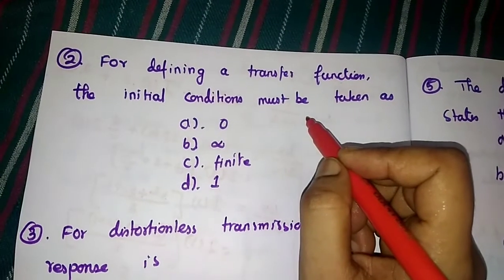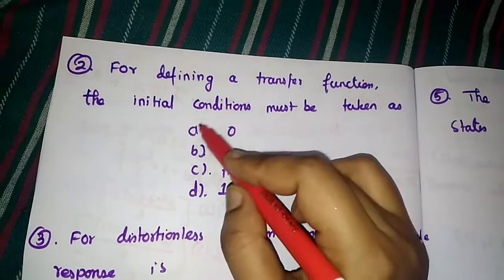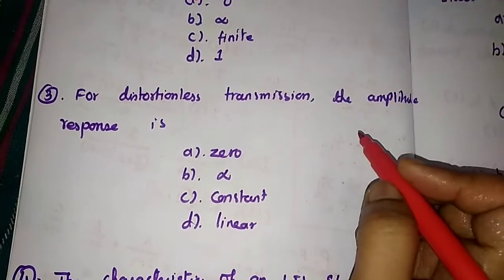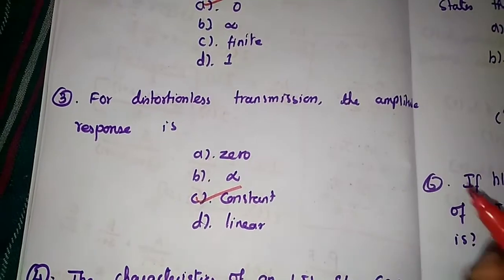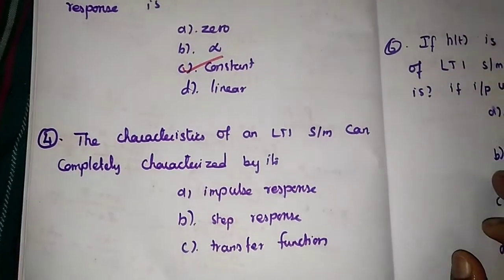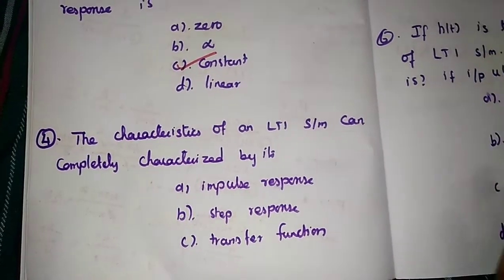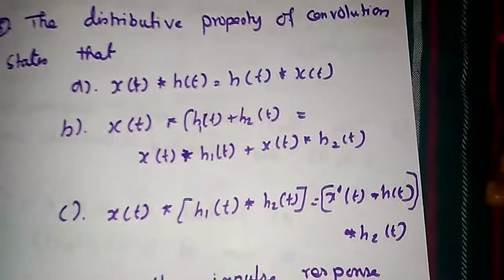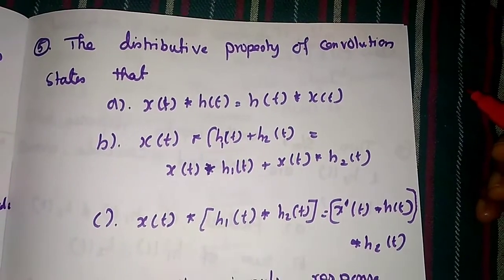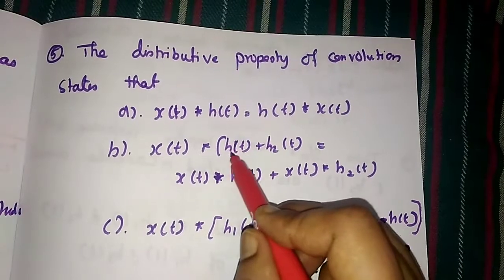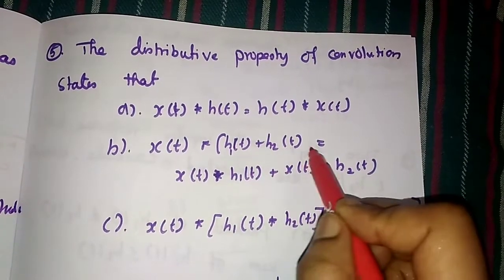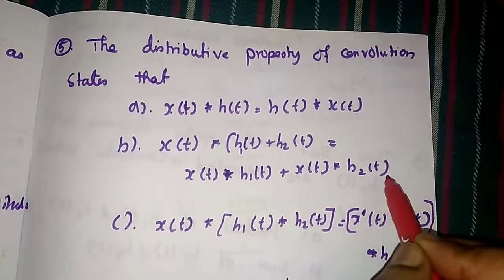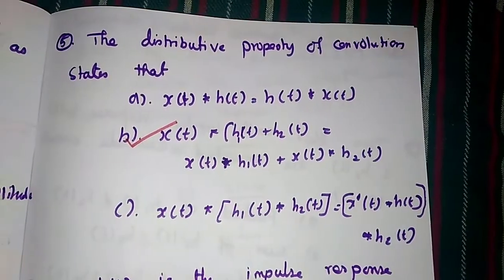Next question: for defining a transfer function, the initial condition must be taken as 0. So the answer here is A. For distortionless transmission, the amplitude response is constant. So here the answer is C. Next question: the characteristics of an LTI system can be completely characterized by its impulse response. So the answer is A. Next question: the distributive property of convolution states that x(t) convolved with [h1(t) plus h2(t)] equals x(t) convolved with h1(t) plus x(t) convolved with h2(t), and this is known as the distributive property.